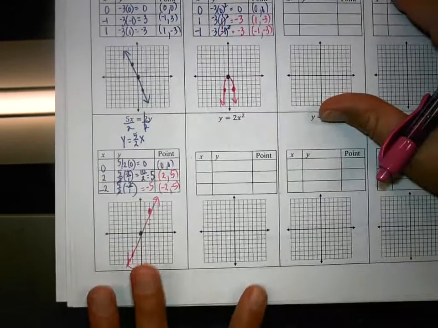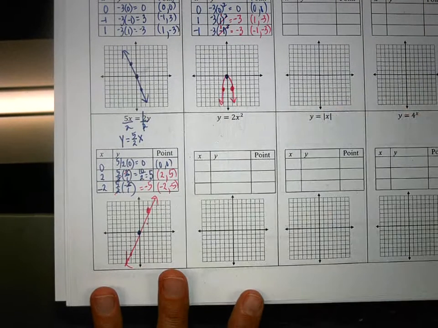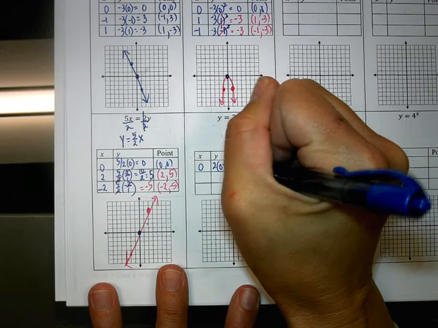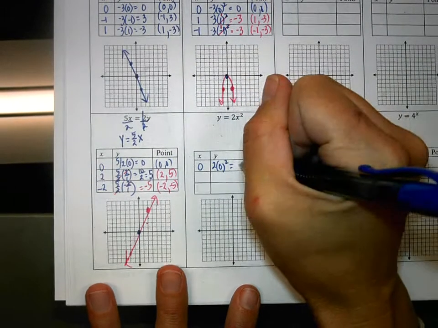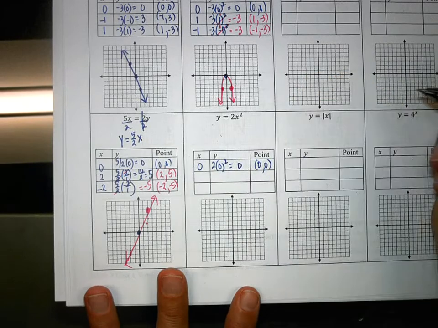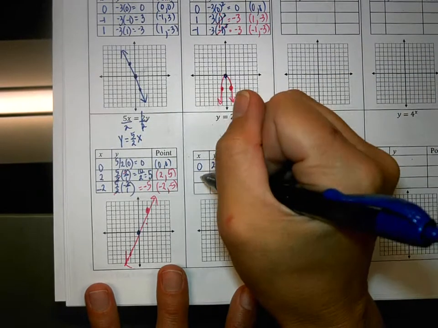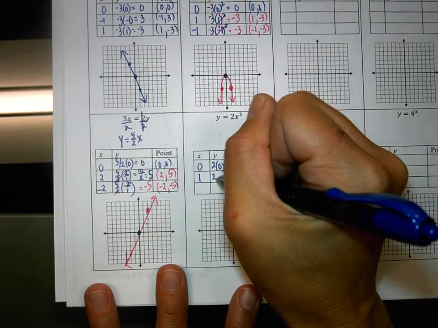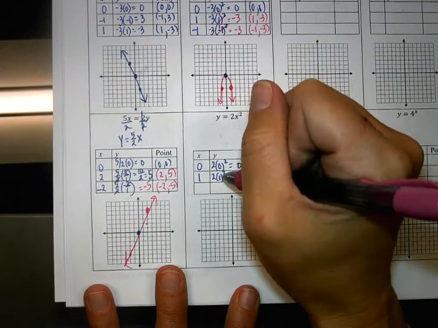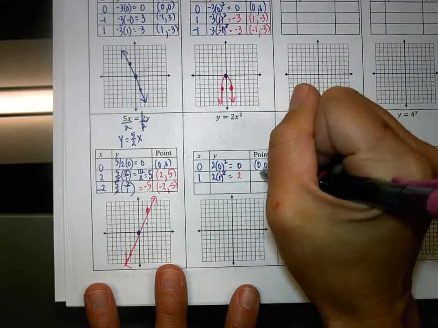Okay, last one here. We'll go ahead and plug in 0 again. 2 times 0 squared is 0. So we have a point that's 0, 0. We'll plug in 1. 2 times 1 squared. Very good. So 1 squared is 1. 2 times 1 is 2. So we have a point 1, 2.